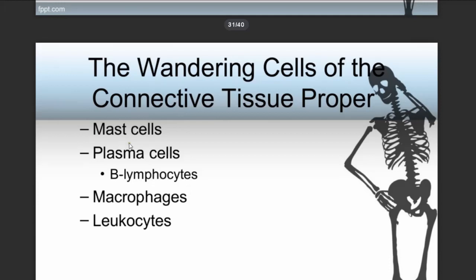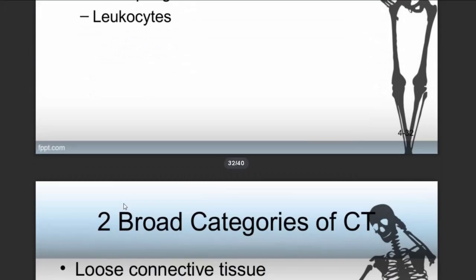Mast cells. Mast cells produce histamine, and they wander in the connective tissue. Plasma cells, which produce B lymphocytes, macrophages, leukocytes, white blood cells.